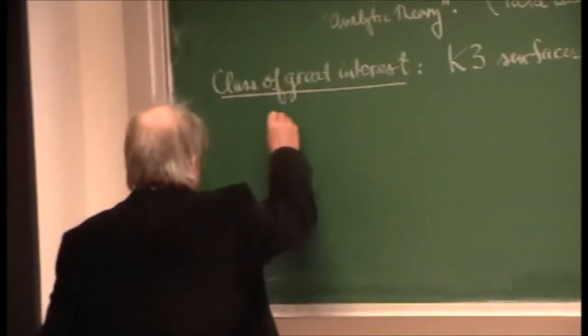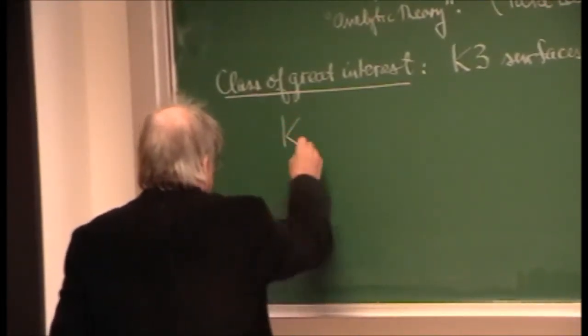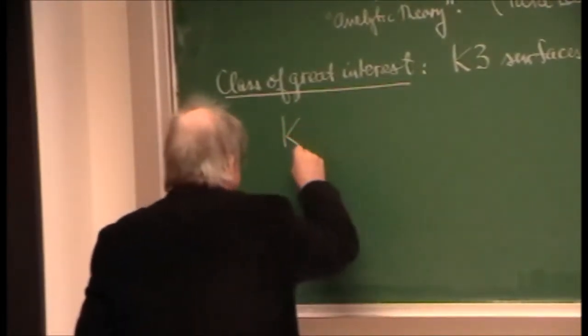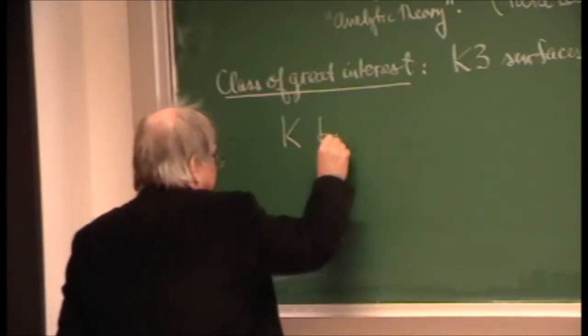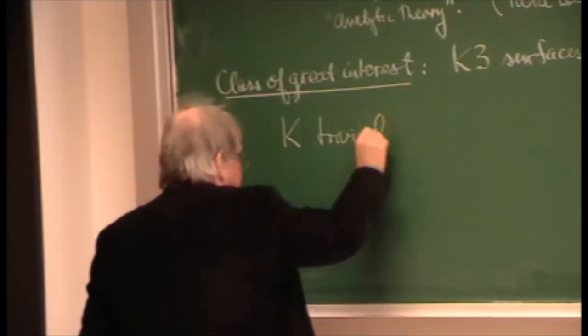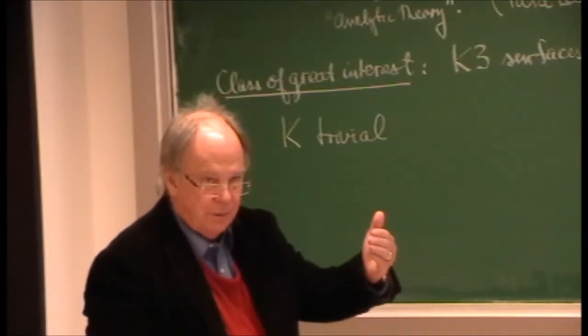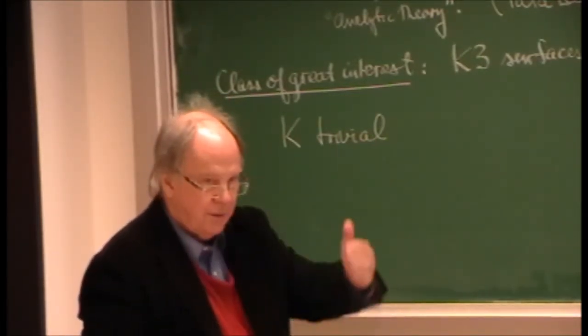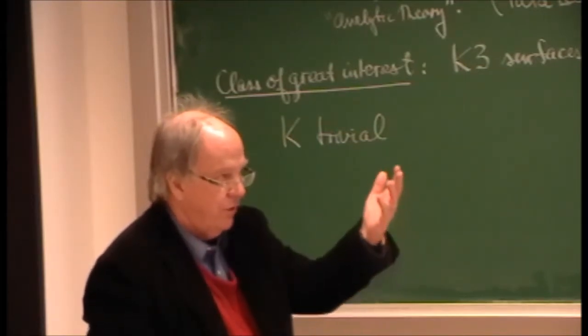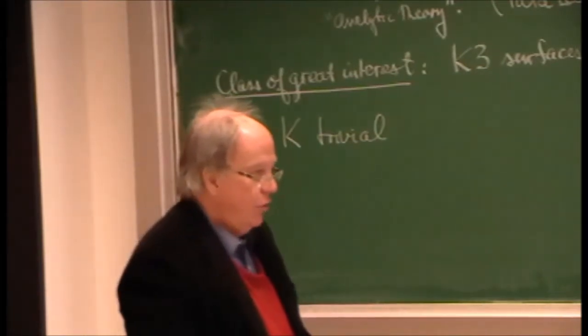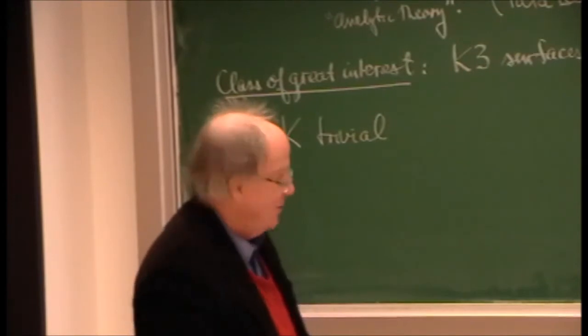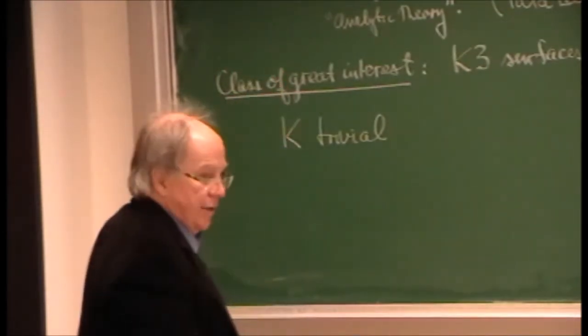So the definition is that the canonical bundle K, for K3, should be trivial. So you see, a trivial bundle has exactly one section, holomorphically. I mean, they're constant. And the powers are also trivial, so that you don't get anything more than one section. So there you go, it's in Kodaira dimension zero.